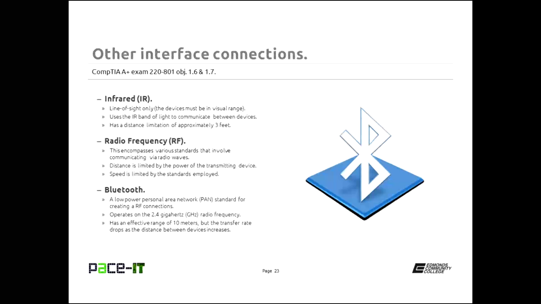So now we're going to move on to Bluetooth. Now, Bluetooth is a low-powered personal area network, a PAN. Bluetooth is actually a PAN standard for creating a radio frequency connection. It's on the 2.4 gigahertz radio frequency and has an effective range of 10 meters for a class 2, I think, device. But the farther away you get between the transmitter and the receiver, the transfer rate starts to drop off fairly rapidly. And that's what you need to know for that.